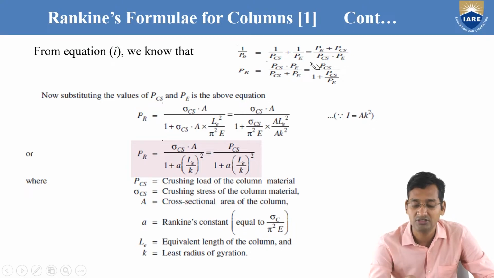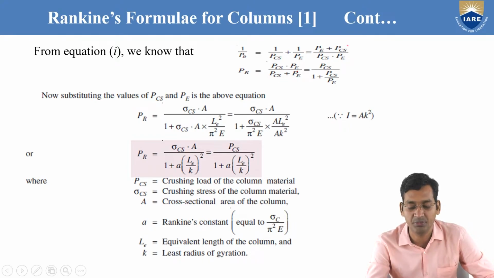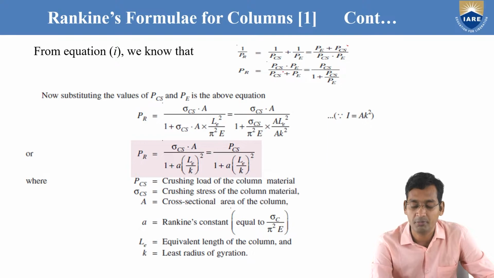Okay. Now just take the reciprocal. So now this becomes the numerator and this becomes the denominator: PCS into PE by PCS plus PE. Now divide by PE, since we have to find it in terms of PE. So this PE will get cancelled. This becomes PCS by PE plus PE by PE, which means 1. So finally, after dividing by PE, you will get this term.